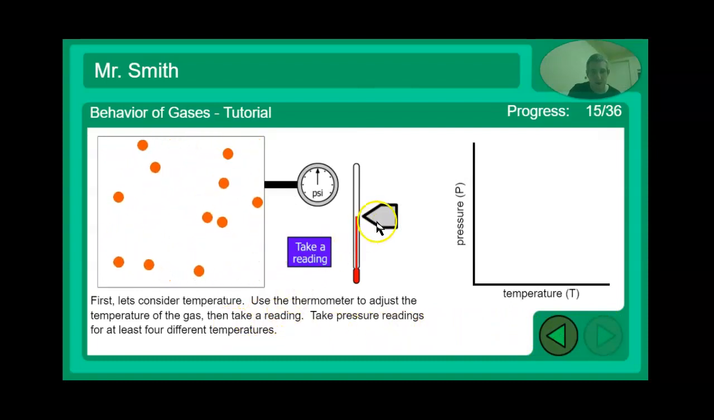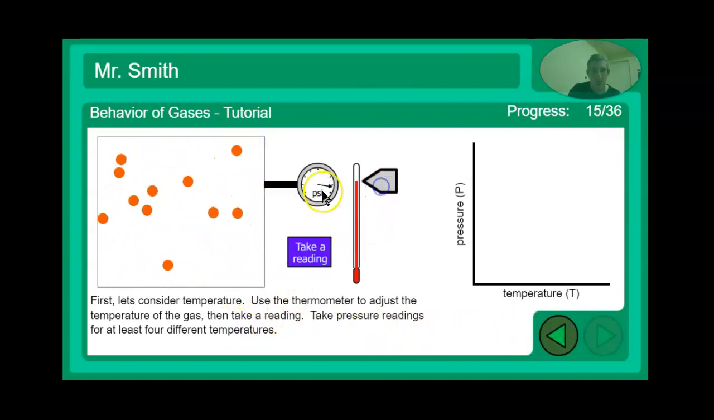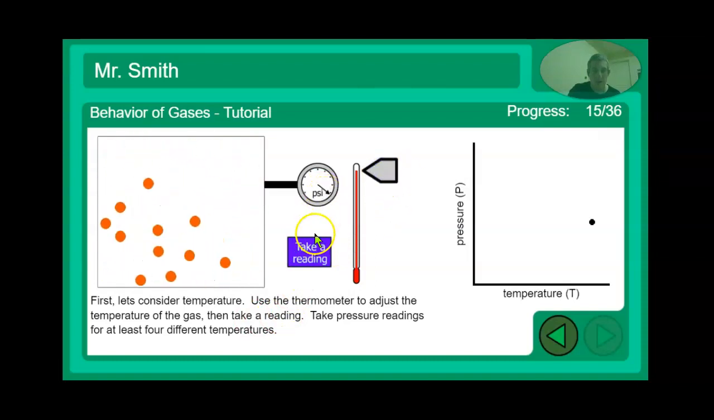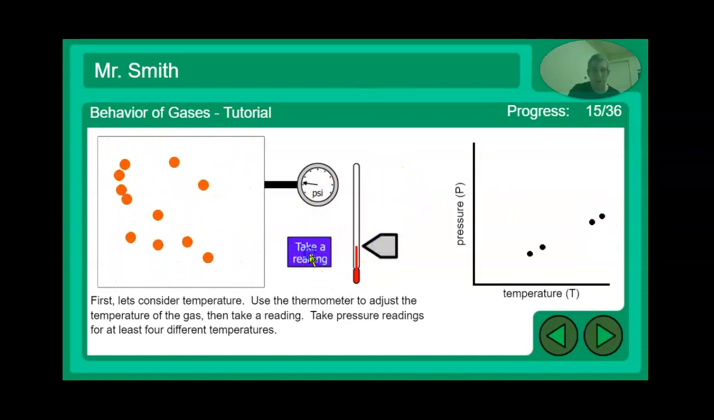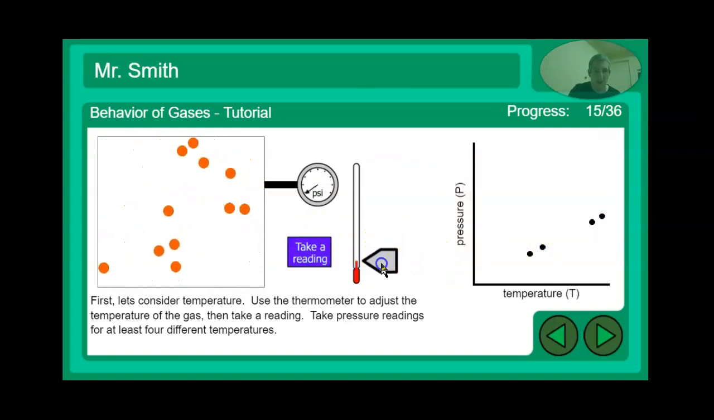So we're going to see temperature change a bit. With an increase in temperature, if I take the reading, up goes the pressure. These are going faster, so there's a new data point. And the colder temperatures give me lower pressures. You can see a lot fewer collisions over here. So I'll bring this all the way down, take a reading, low.